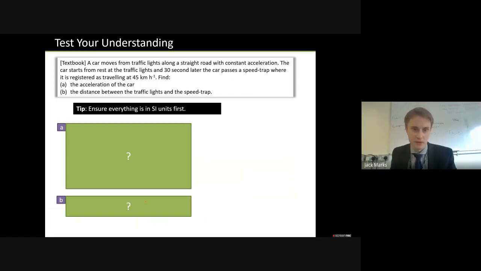So pause this video here. Have a go at this question. It does also say about making sure that things are in SI units here, which is not the most common question in the world, but you will need to change this one to meters per second. Okay, have a go with that.